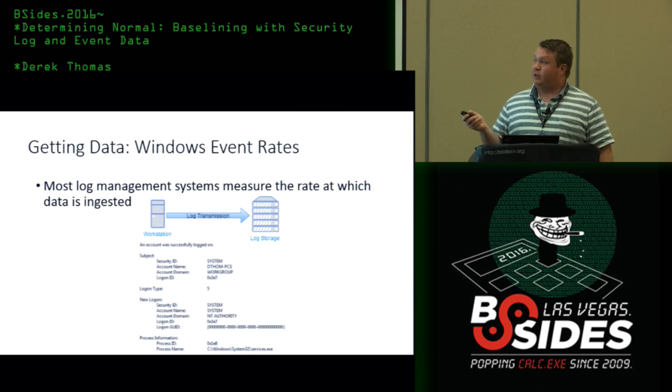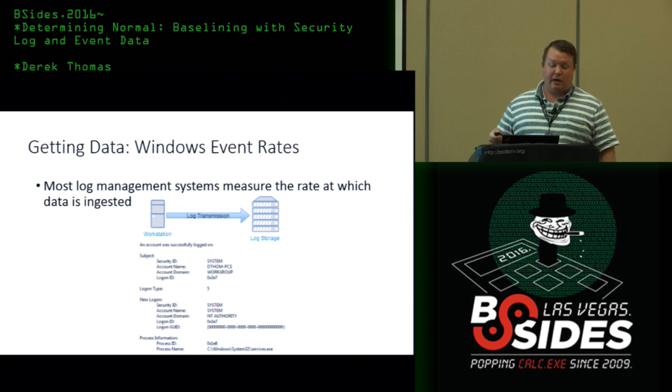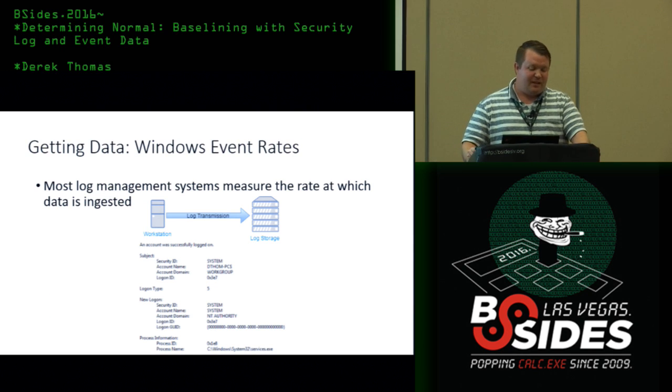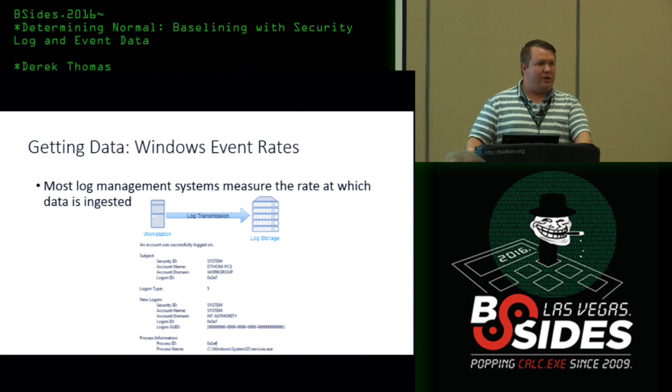So here's an example. Some people may or may not be familiar with Windows. This is a standard Windows log. You can see there's a little diagram. We transmit data typically through syslog. Windows has Windows Event Forwarding. There's many ways to get the data.